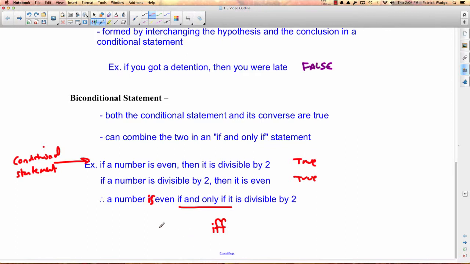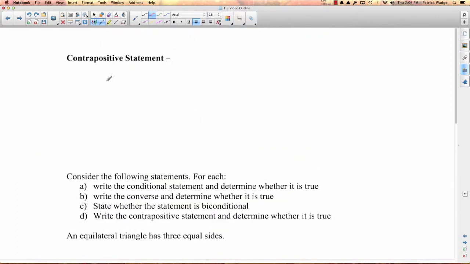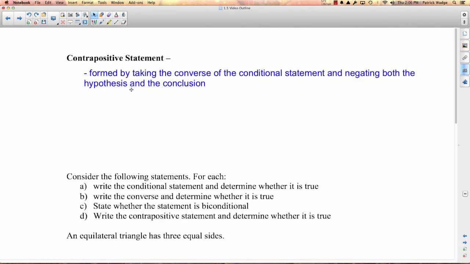Instead of just spelling it "if," we actually spell it "iff" sometimes, and what the iff meant was "if and only if." We have one more to go, and it is a contrapositive statement. A contrapositive statement is a statement that's formed by taking the converse of the conditional statement and negating both the hypothesis and the conclusion.